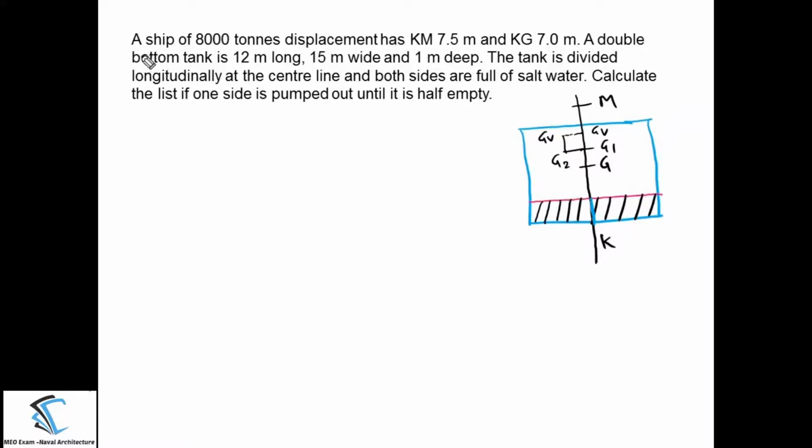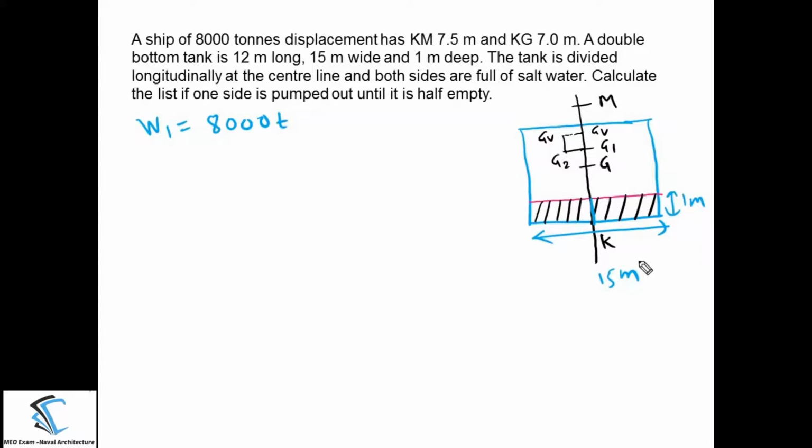The first thing which they have given, the displacement of the ship, let me call W1, 8,000 tons. KM is given, KG is given. A double bottom tank is 12 meter long, 15 meter wide and 1 meter deep. So this is 1 meter deep and 15 meter wide, and the length of the double bottom is perpendicular to the screen.